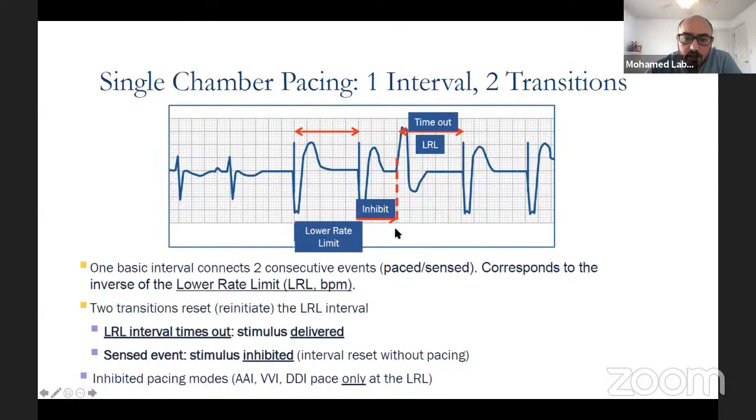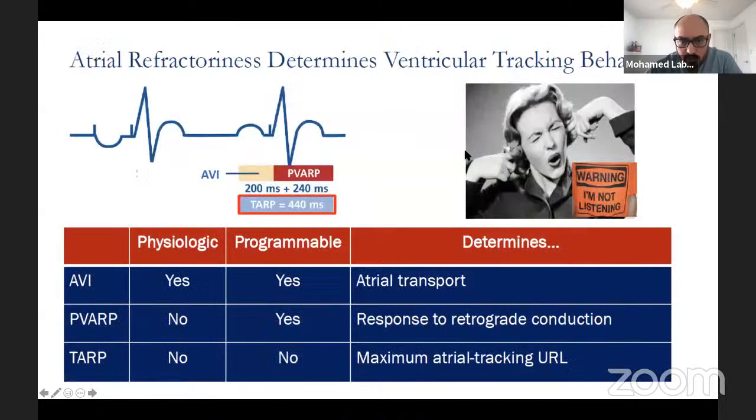This is a single lead pacemaker functioning at VVI. So it can inhibit and it can pace. You can see the device is pacing. Pacing is a ventricular event. So it inhibited and timed itself to the lower rate of the device, and then it waited for another event. It didn't happen, so it paced again. So this is a simple single lead pacemaker.